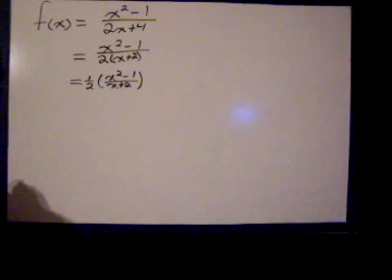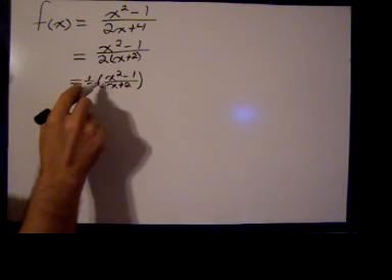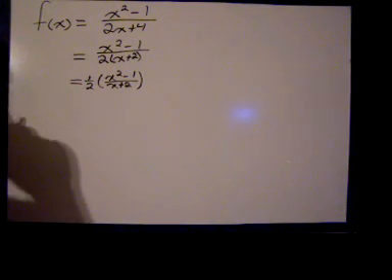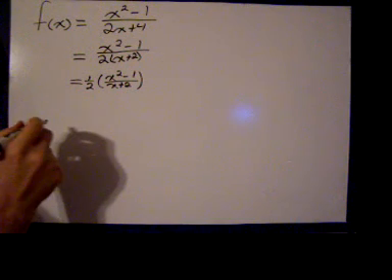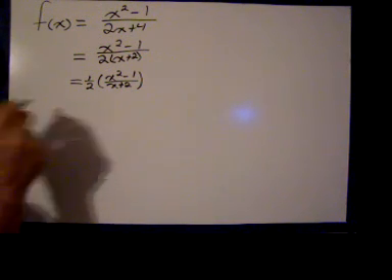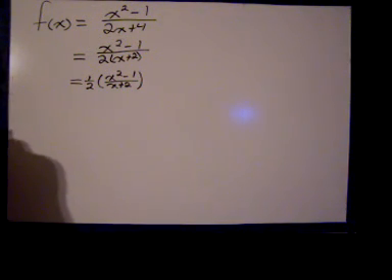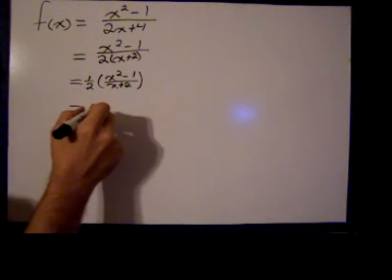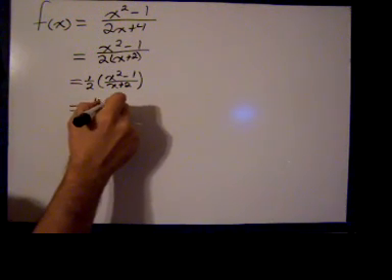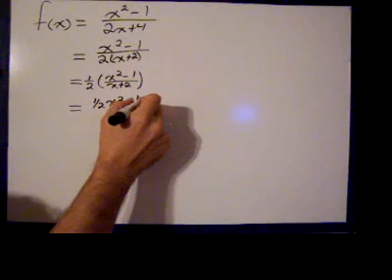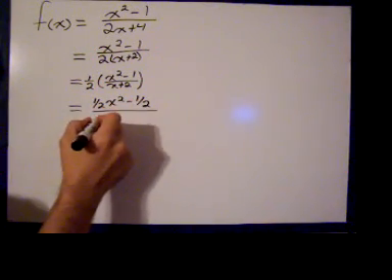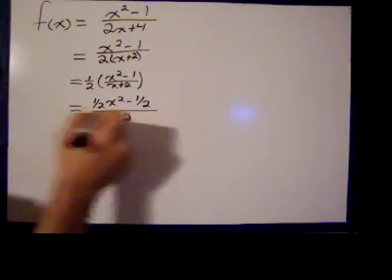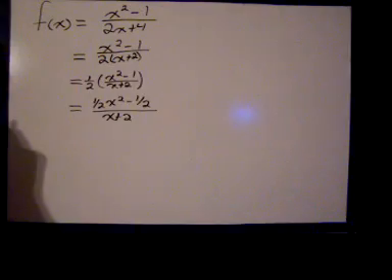And now I have a choice. I can either distribute the 1/2 through the numerator, or I can leave it out until the end and then, once I do the long division, multiply the result by 1/2. I'm going to go ahead and multiply the numerator by 1/2. So I'm going to get 1/2 x squared minus 1/2 in the numerator over x plus 2. Now I'm ready to long divide.